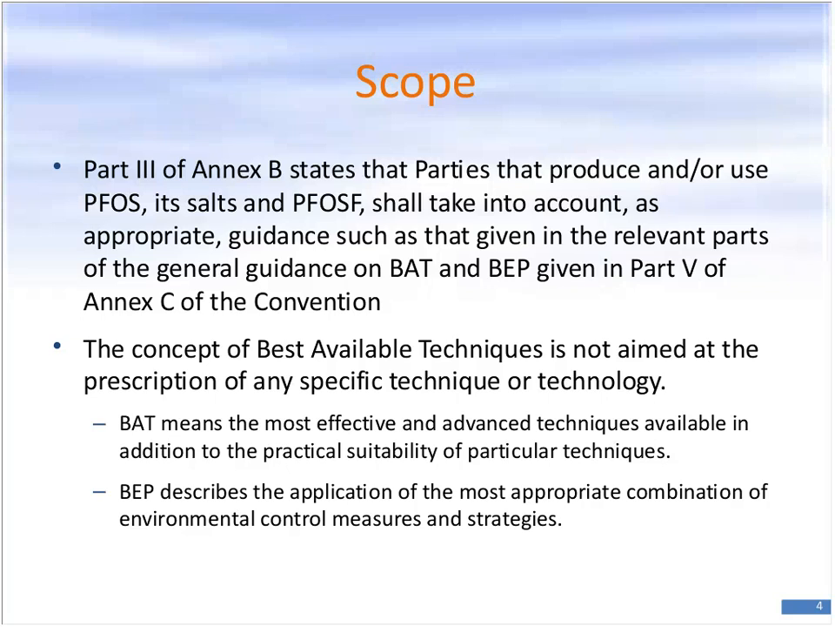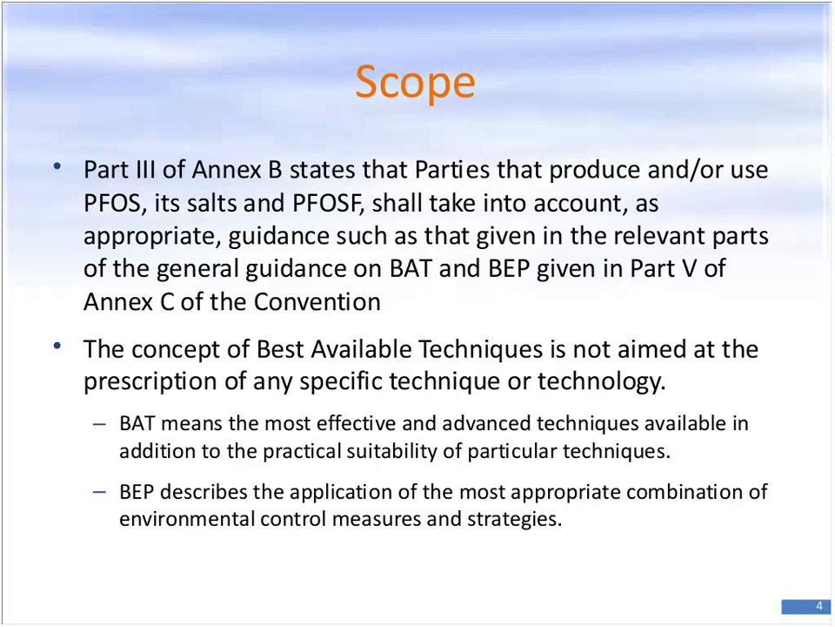So the concept here of best available technique is not really aiming at prescribing any specific technique or technology, but BAT means most effective and advanced technique available, in addition to the practical suitability of this particular technique within the different national contexts. Best environmental practices describe applications of the most appropriate combination of measures or strategies as per, for example, in Article 5 of the Stockholm Convention.